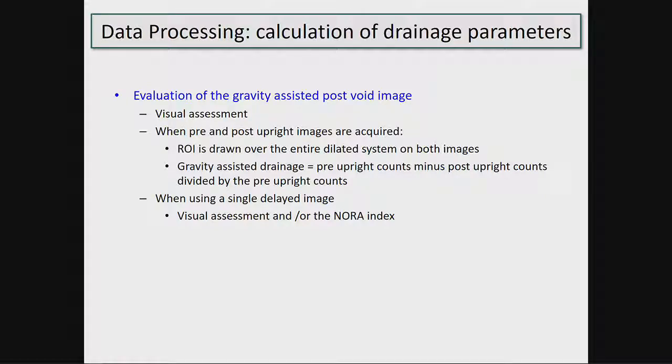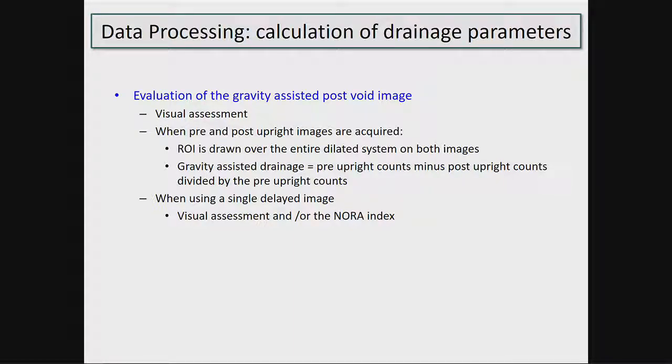As for the gravity-assisted post-void image, you assess it visually. But if you're using the pre and post gravity-assisted drainage static images, you could also draw a region of interest over the entire dilated system on both images and use this simple formula: the pre-upright counts minus the post-upright counts, divided by the pre-upright counts, to get a numerical index.